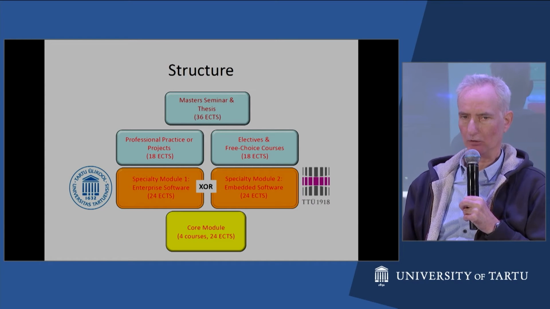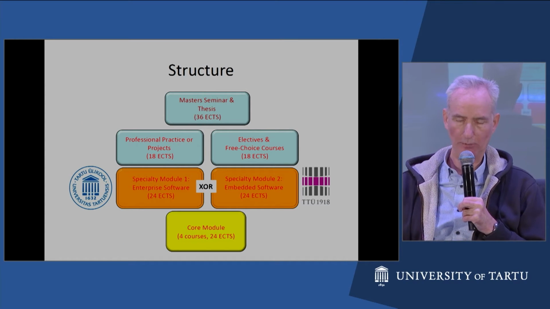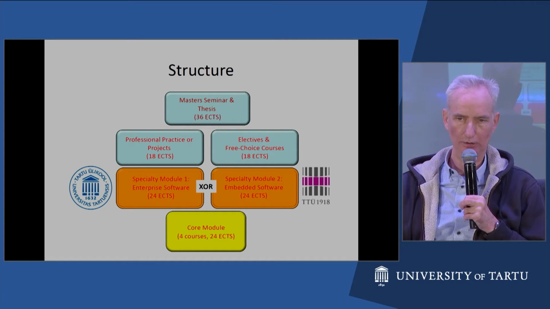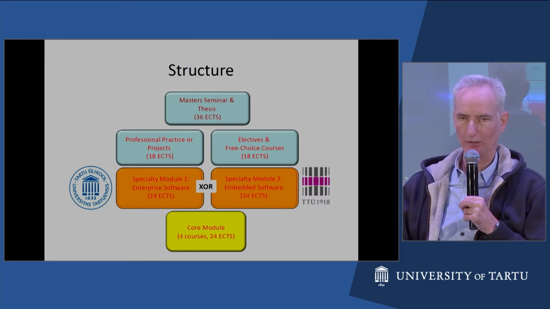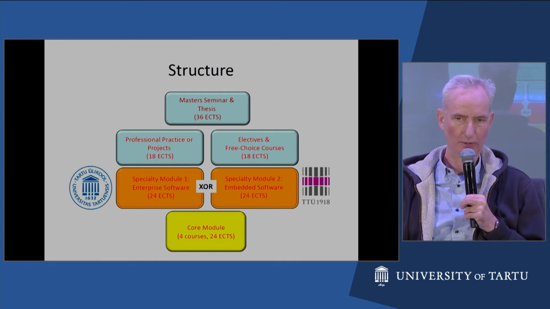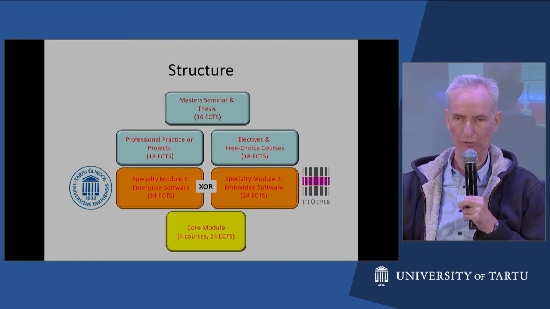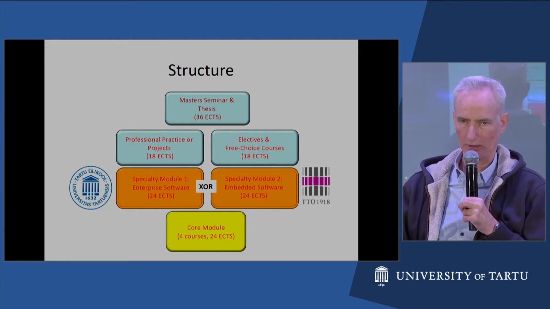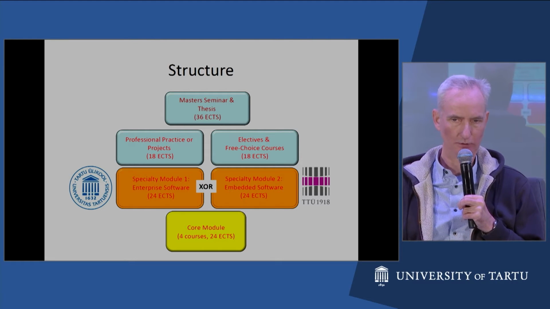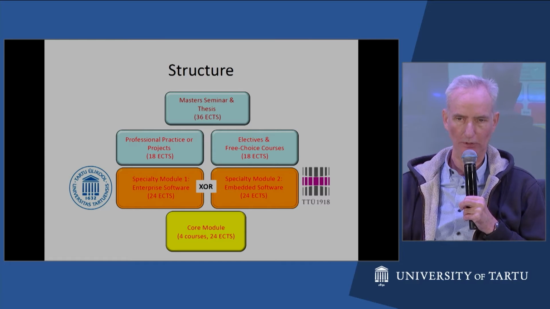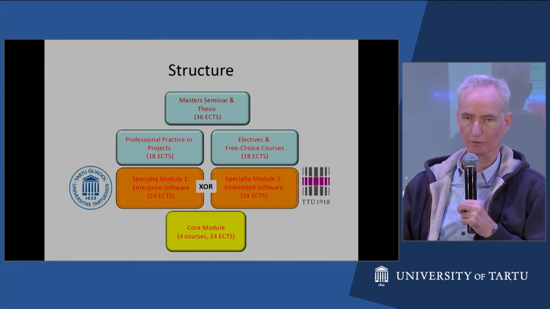So this is now the structure of the program. You see at the bottom the so-called core module that consists of 4 courses. On the next slide, I will show the details. But the important thing about the core module is that these courses are mandatory, and 2 of them are taught at TalTech and 2 of them are taught at the University of Tartu. So all students who take this program have to take these 4 courses, and usually you do it in the first semester.